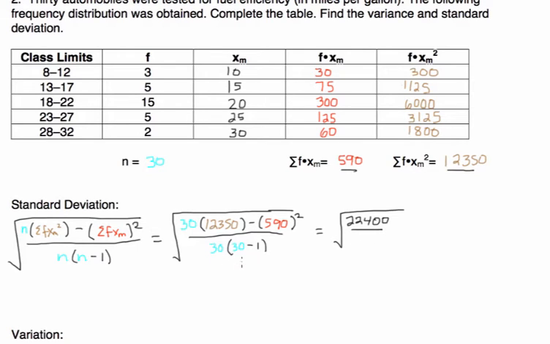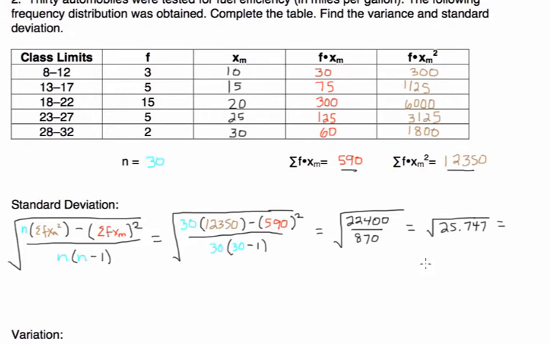And then 30 times 29. Then I divide these two numbers. We are going to end up rounding to one decimal place, but I always make sure to include more than that in my work and then round at the end.